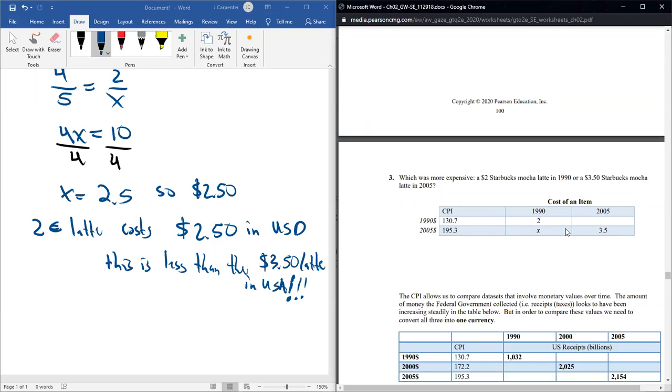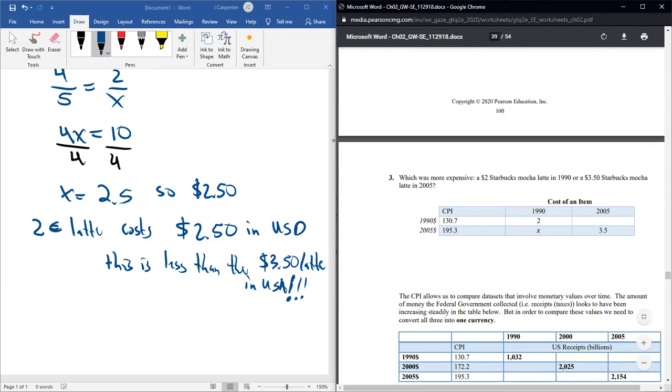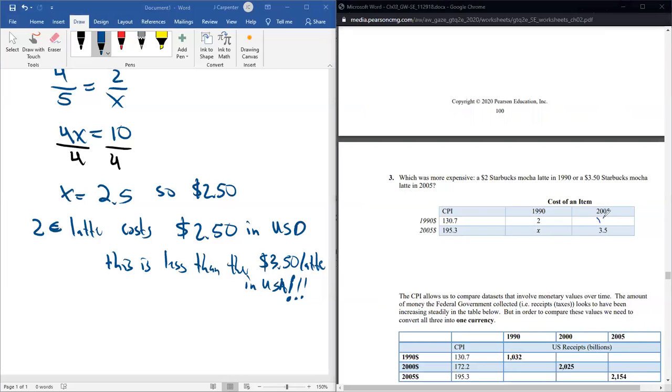So, that's a $2 latte in 1990 dollars. See, everything's well labeled: 1990 dollars, 2005 dollars, the price in 1990, the price in 2005. We have the CPI values that you are not memorizing. I do not memorize them. I would look them up on a table. And once again, you could definitely call this blank a y, and then you could compare this one to that one, the 2 to the y.